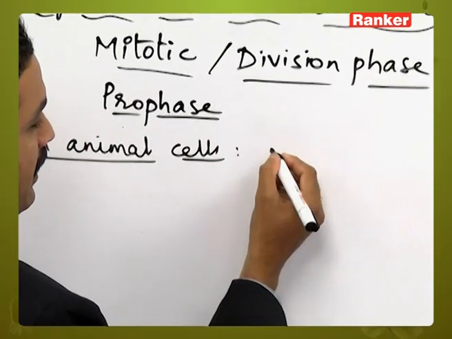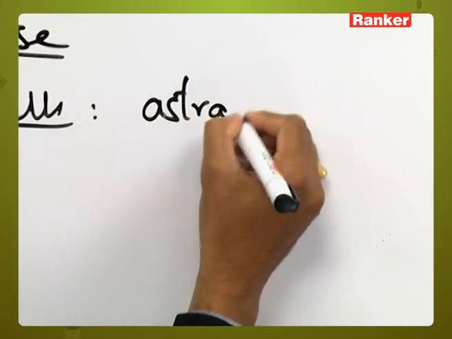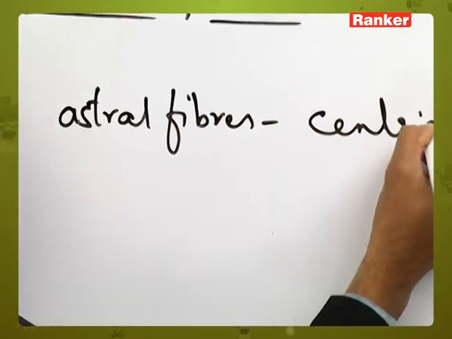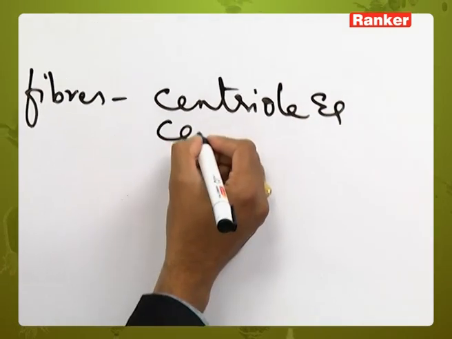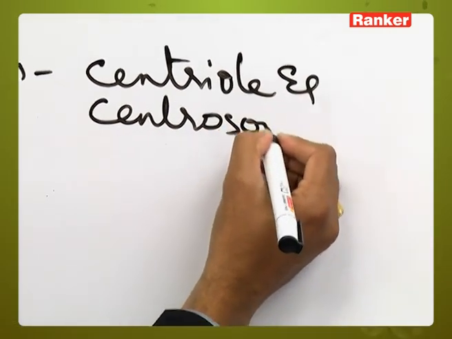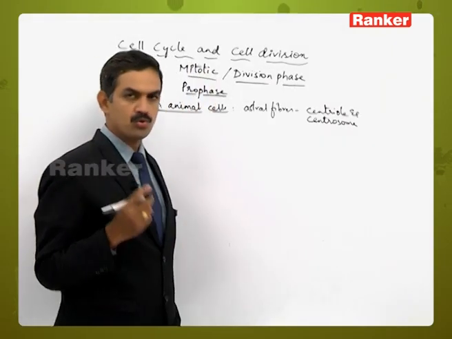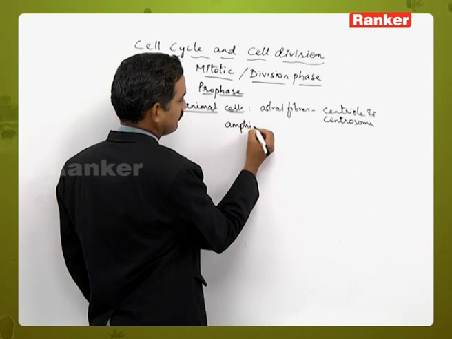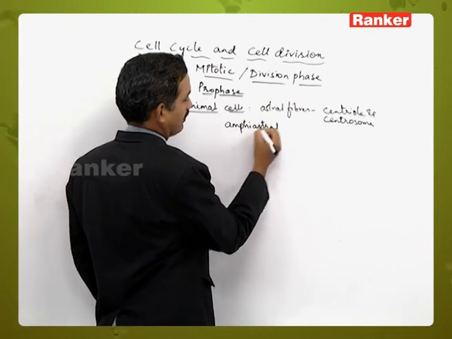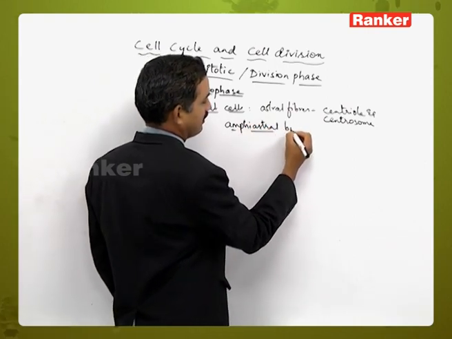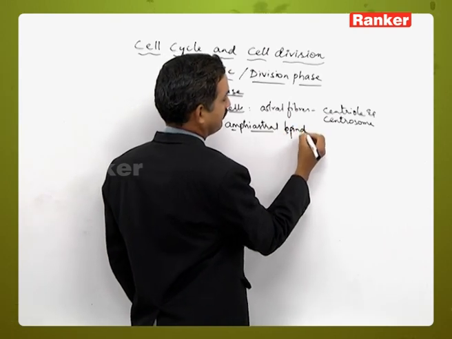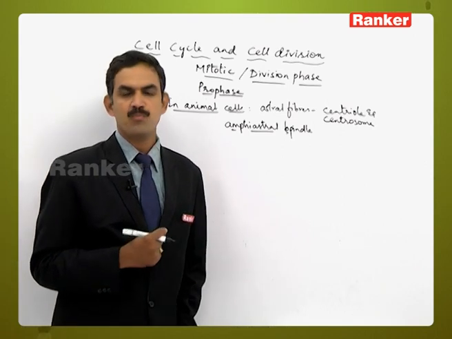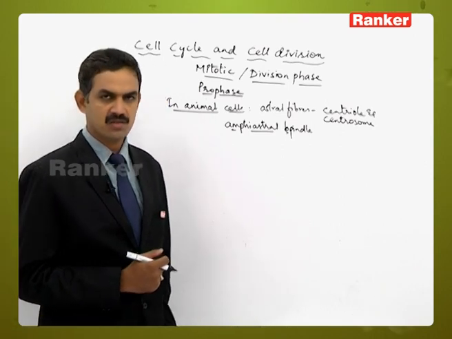In animal cells, here we know that the astral fibers will be formed, which have been formed by the centrioles and centrosomes. So here two astral fibers are formed, so we call them as amphiastral. Amphiastral spindle will be formed here. So these will come and attach to the mid of the centromeres during the metaphase stage.